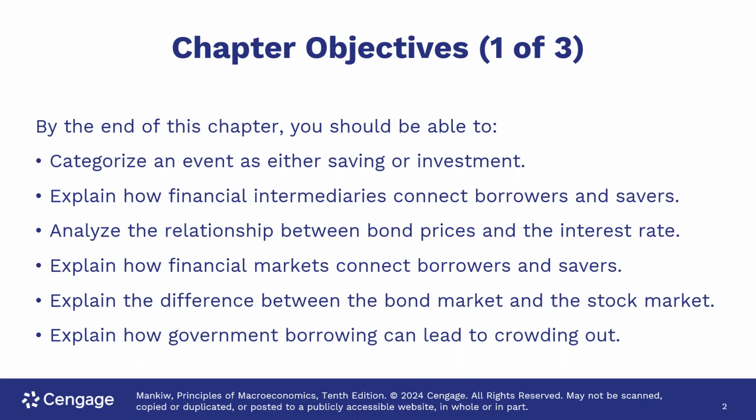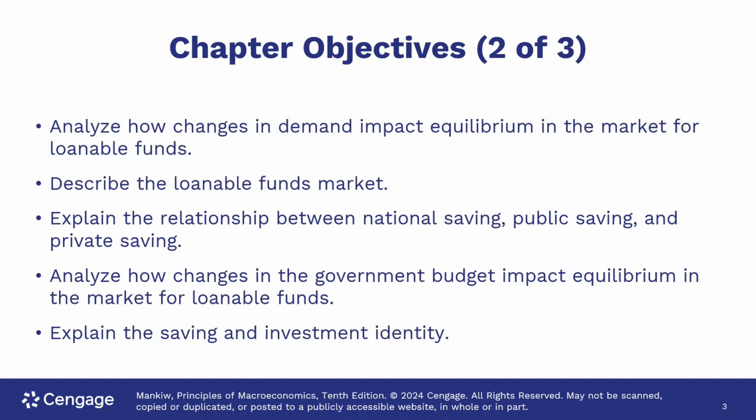By the end of this chapter, you should be able to categorize an event as either saving or investment. Explain how financial intermediaries connect borrowers and savers. Analyze the relationship between bond prices and the interest rate. Explain how financial markets connect borrowers and savers. Explain the difference between the bond market and the stock market. Explain how government borrowing can lead to crowding out.